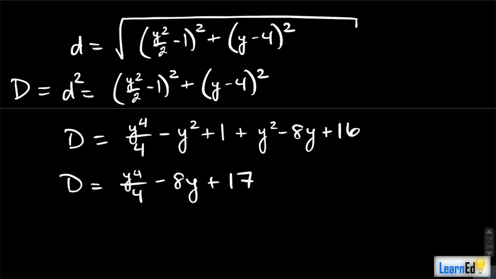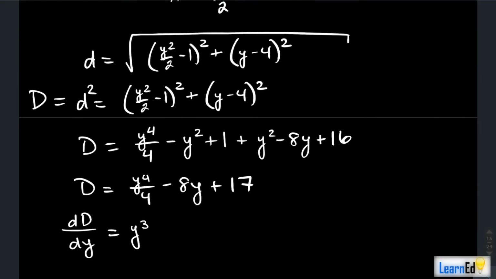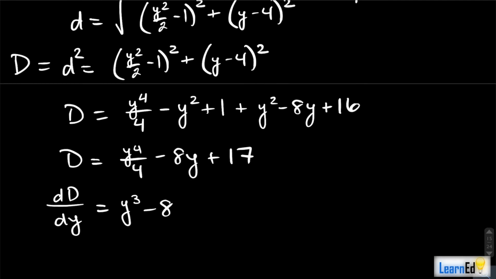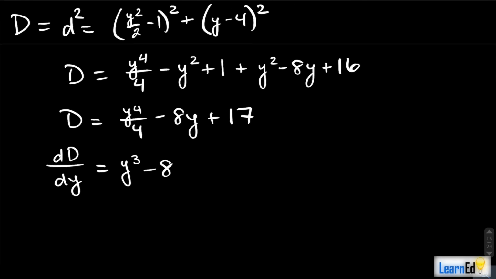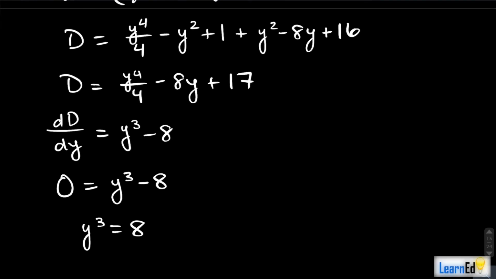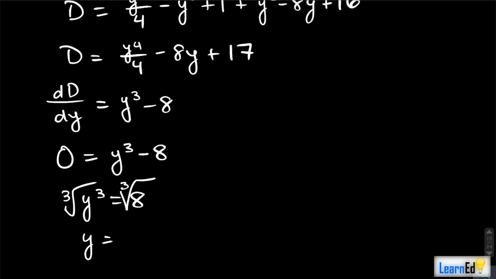Taking a derivative of capital D with respect to y, we get a y cubed, since 4y cubed over 4. We get a minus 8, and the 17 goes away. So there's your derivative. So now we set it equal to 0. We get 0 is equal to y cubed minus 8, and y cubed is now equal to 8. We take the cube root of both sides, and we get y is equal to 2.